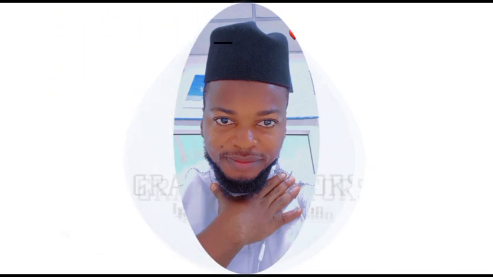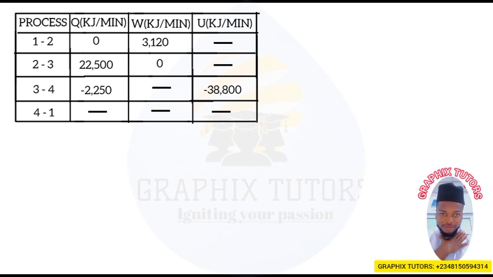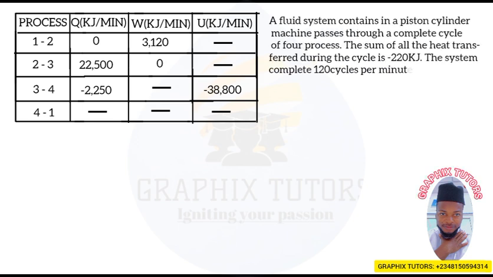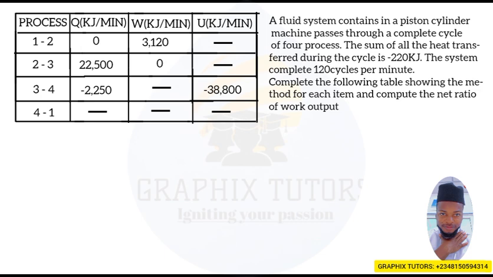If you look at the front of the screen, you will see a table and the question that backs up this table. It says a fluid system contained in a piston cylinder machine passes through a complete cycle of four processes. The sum of all the heat transferred during the cycle is negative 220 kilojoule. The system completes 120 cycles per minute. Complete the following table showing the method for each item and compute the net ratio of work output.